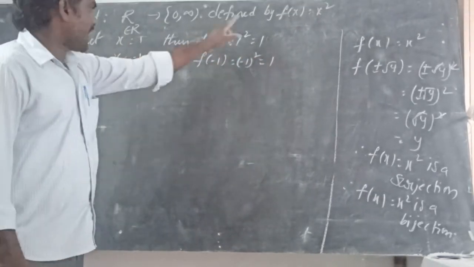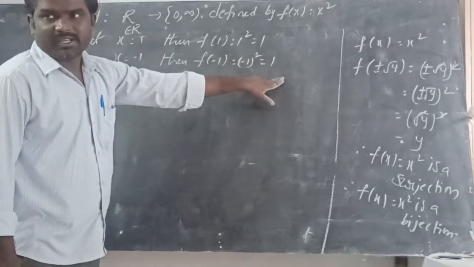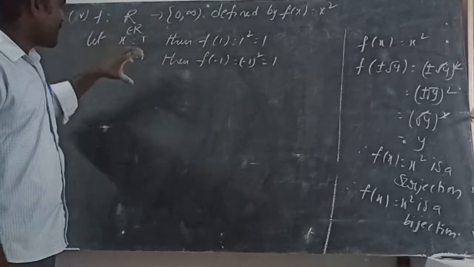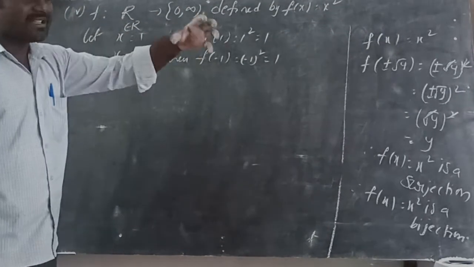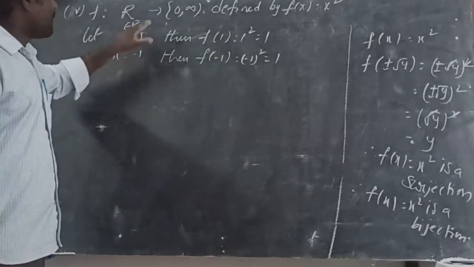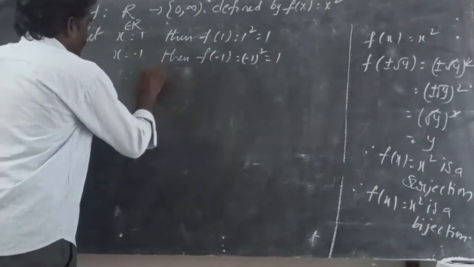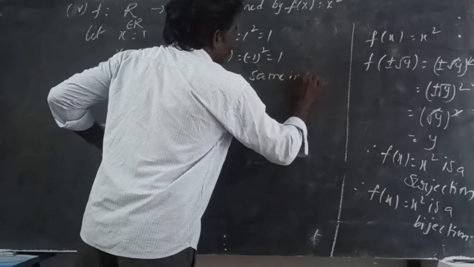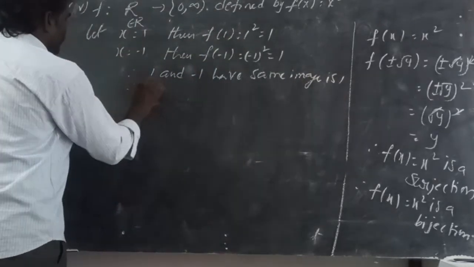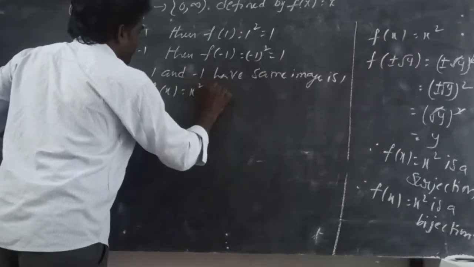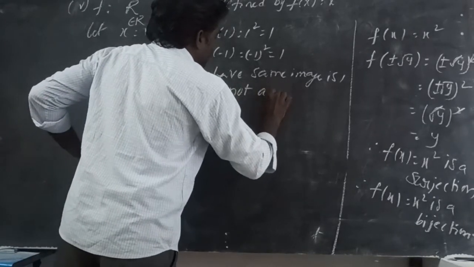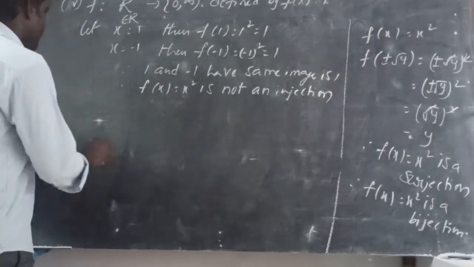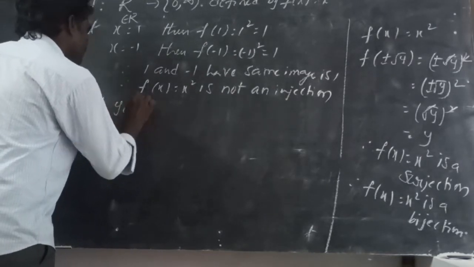1 and minus 1 have the same image element. Is it an injection function? No. Why? Because an injective function means distinct elements of A have distinct images in B. But here the two elements have the same image, so 1 and minus 1 have the same image, which is 1. Therefore f of x is equal to x square is not an injection function.